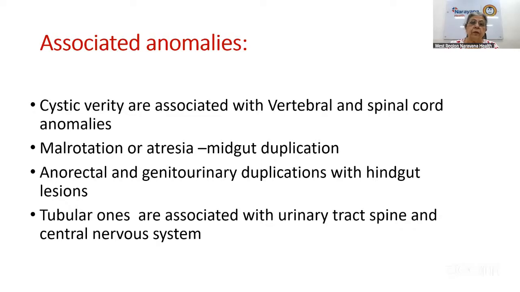Because of this embryology, we see a lot of associated anomalies. The cystic is usually associated with vertebral or the spinal cord anomalies because it is a split notochord, and the vertebral and the spinal cord develops from the notochord. We see sometimes malrotation or atresia in case of midgut duplication. Then anorectal and genitourinary duplications are seen with the hindgut lesions, and tubular ones are associated with urinary tract, spine, and the central nervous system.